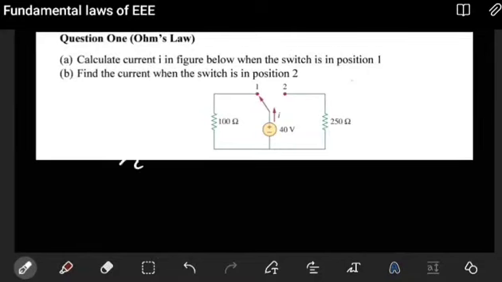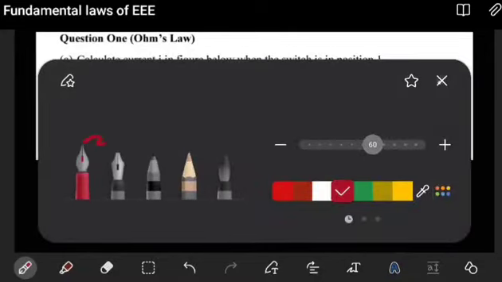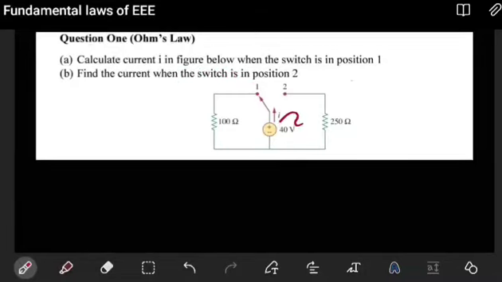In the first part, they're saying we calculate the current I in the figure. Where I is the current coming from the source there. Calculate the current I in the figure below when the switch is in position 1. Position 1 is when the switch is connected in that orientation. So when the switch is connected like that, how do you do that? In that orientation, what happens?